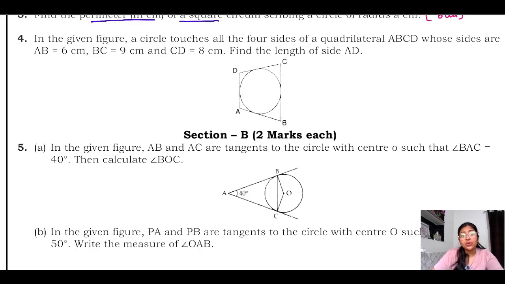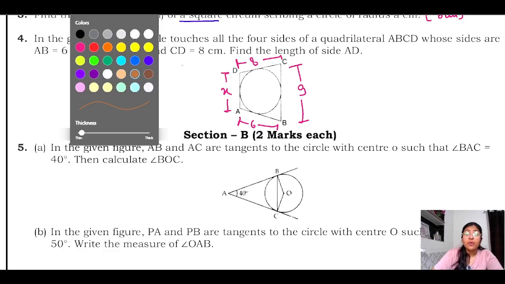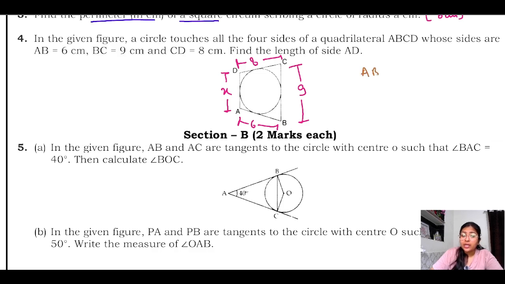In the given figure, the circle touches all four sides of the quadrilateral ABCD, whose sides are given as AB 6, BC 9, CD 8. We need to find the length AD, so we let it be x. We know the relation that the sum of the opposite sides of the quadrilateral are equal. It means AB plus CD is equal to CB plus AD.